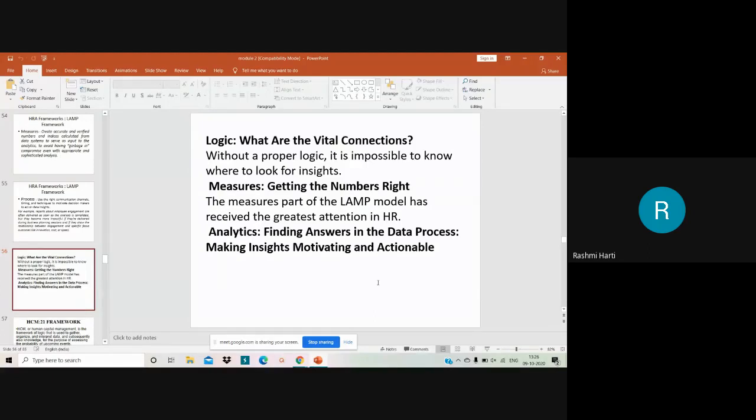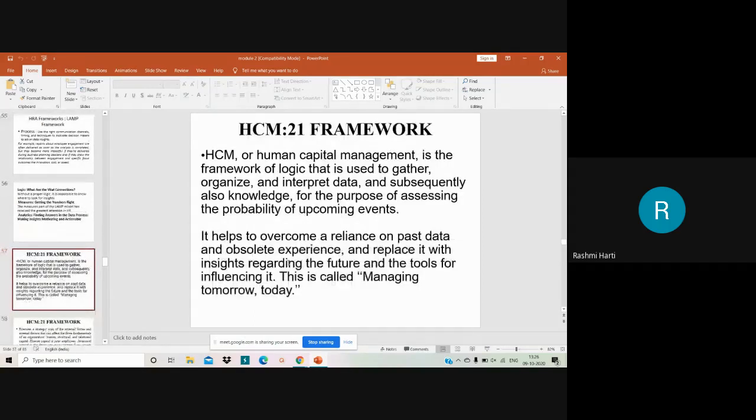Then analytics is nothing but finding answers in the data. So logic is the collection of the data, analytics is finding answers in the data, measure is identifying the right numbers, that is measuring whatever you have analyzed, and finally process is making the insights, motivating, and bringing it to an actionable purpose. Then coming to the next framework, that is the HCM 21 framework.